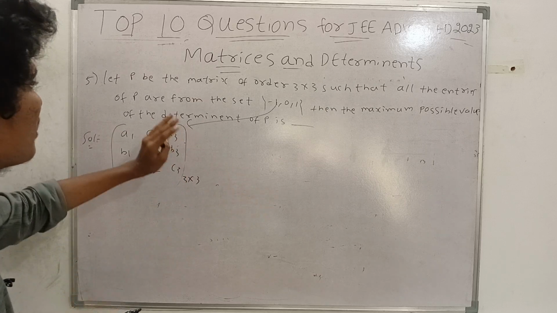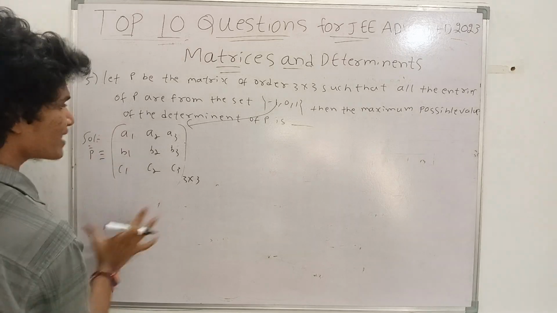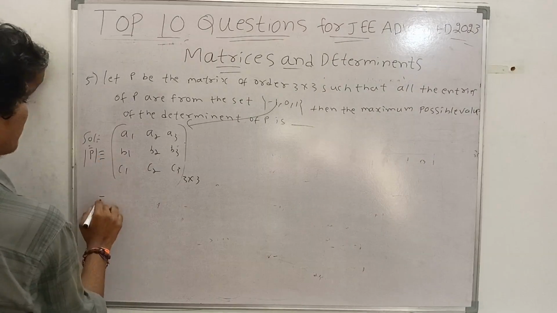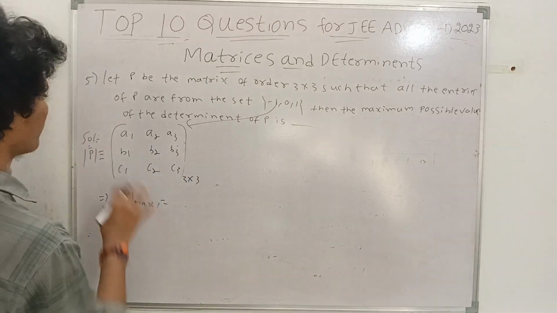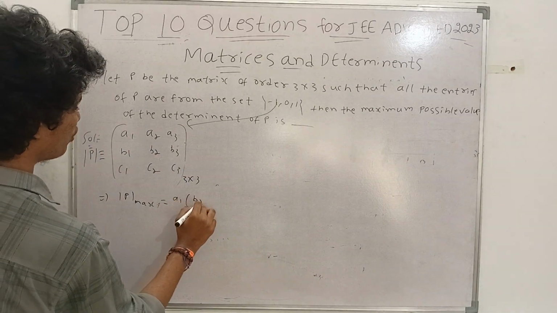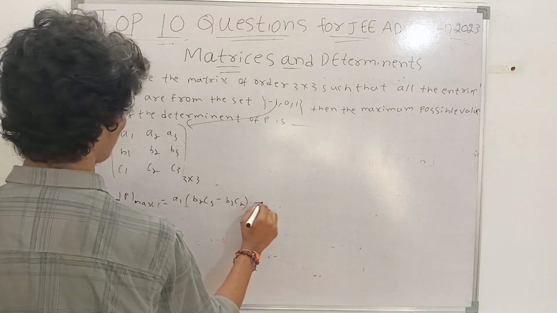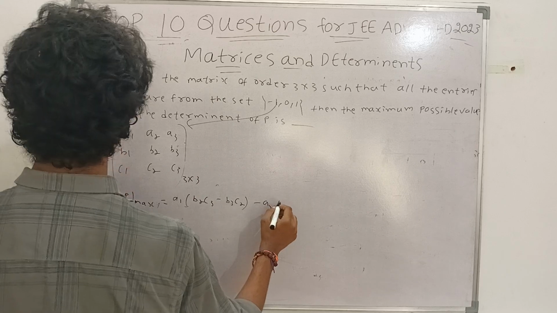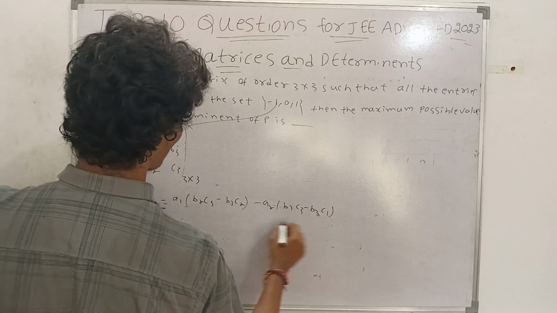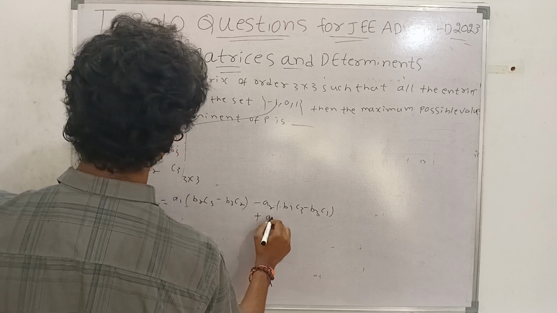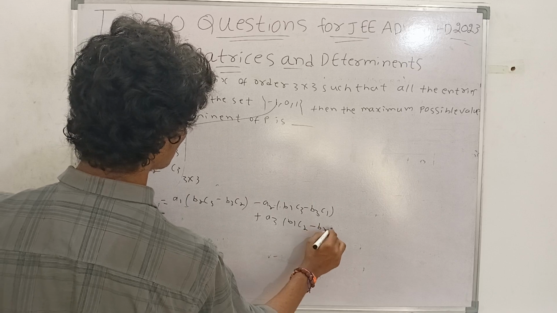Then what is the maximum value of the determinant of P? Determinant max equal to, first we have to find the determinant. So what is the determinant? A1 into (B2 C3 minus B3 C2), minus A2 into (B1 C3 minus B3 C1), and plus A3 into (B1 C2 minus B2 C1).